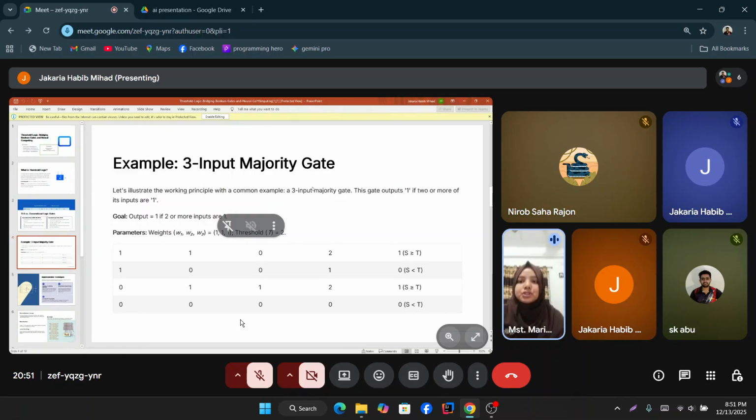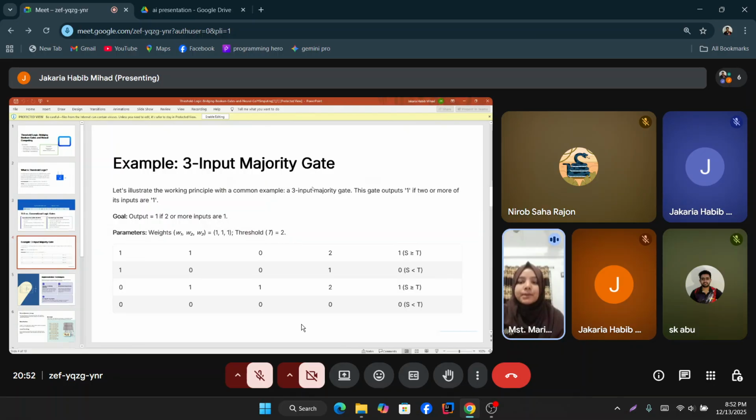First topic: implementation of a three input majority gate. In this slide I explain a three input majority gate. The output of this gate becomes on when two or more inputs are on. In this example, all the weights are equal to one and the threshold value is 2.